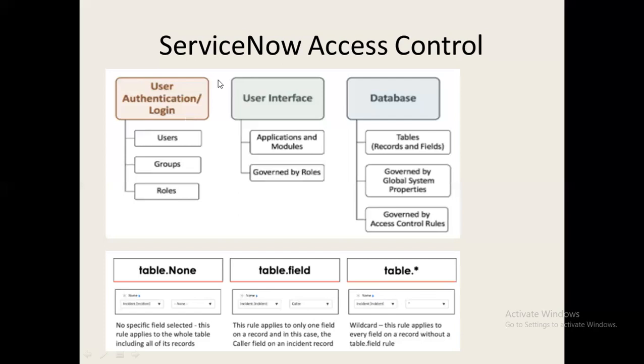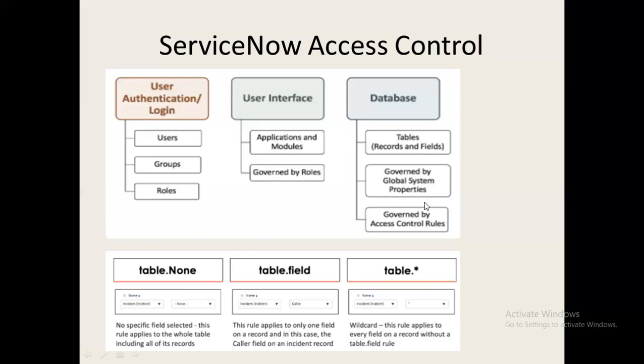So the idea I'm trying to tell you here is, first is the authentication level, second is the interface. I mean, what can you see in the menu itself? Which menus, modules and left-hand navigator items are visible to the user is governed by roles. And then third is the database, which is what we were talking about some time back: which tables he has access to, first of all. If he does not have access to the incident table, then whatever you do later on, he cannot see those records at any point of time.